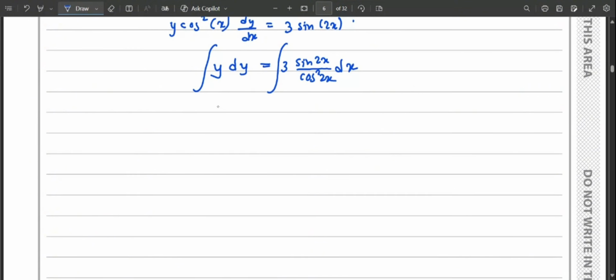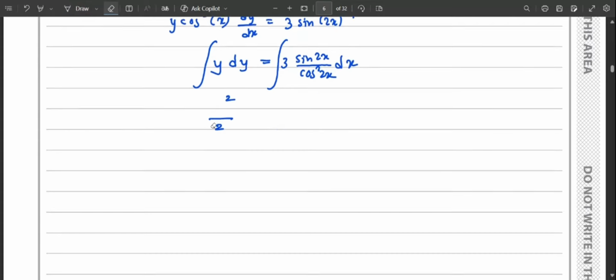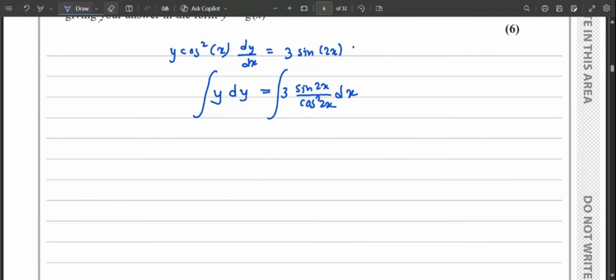Let me solve the left side first. Solving the left side will give us y square by 2. We can see from here that in order to integrate y with respect to dy, we have to increase the power of y by 1. Here the power of y is 1, so we will increase the power of y by 1. This will give us 2, and then we will divide by the new power. So y square divided by 2 is our integration for the left side.